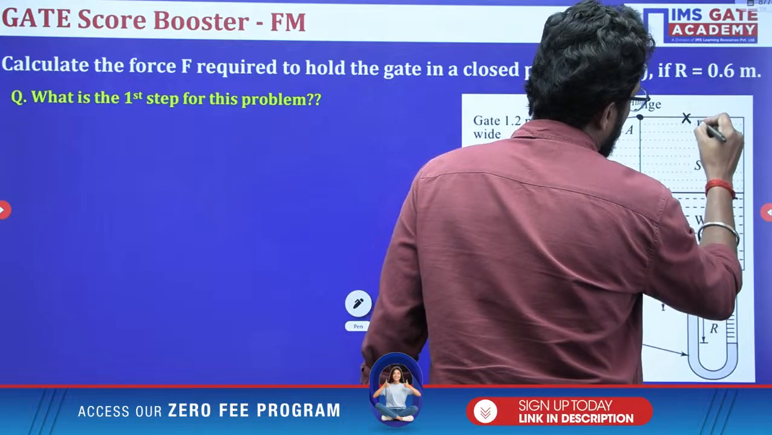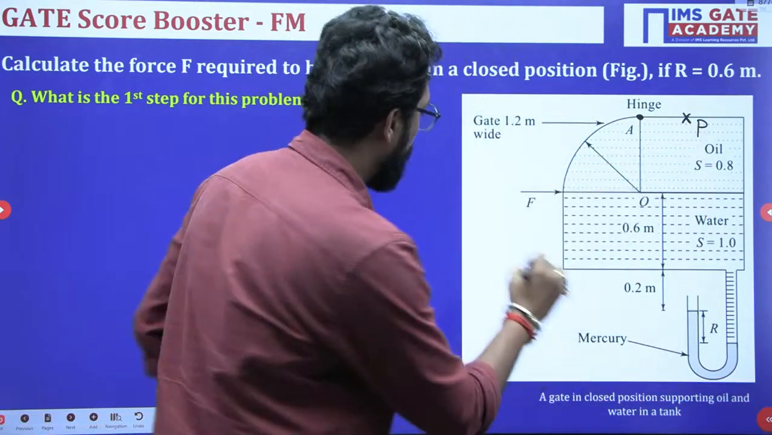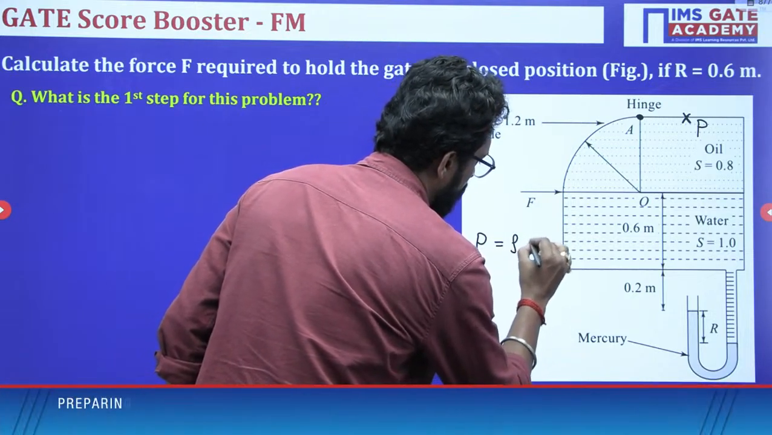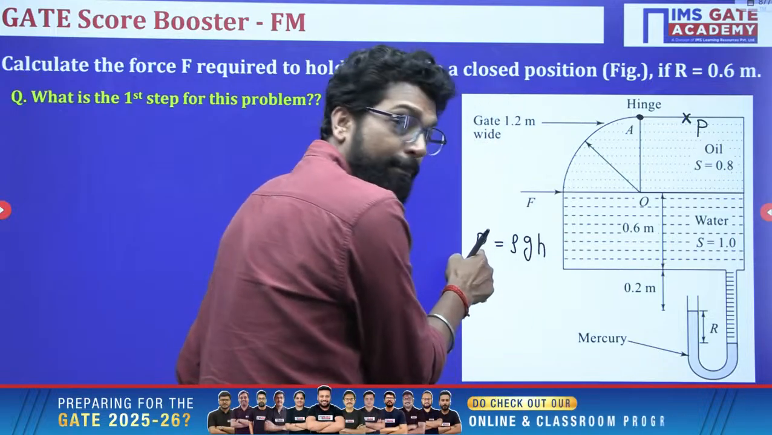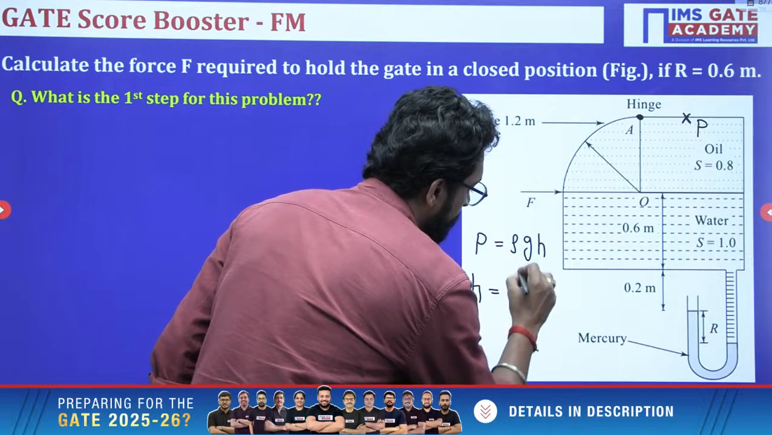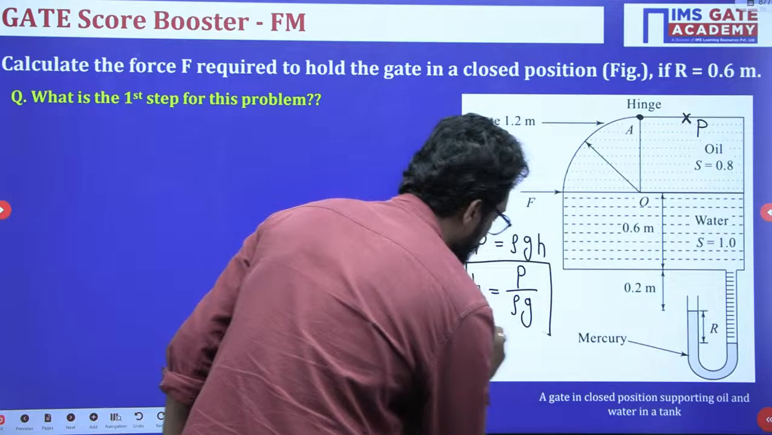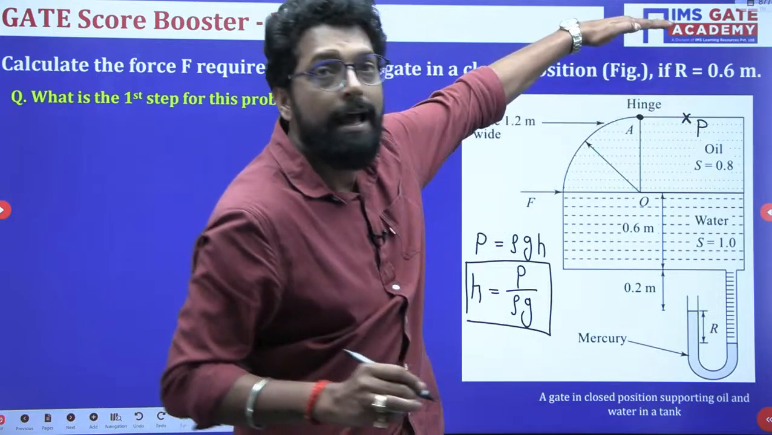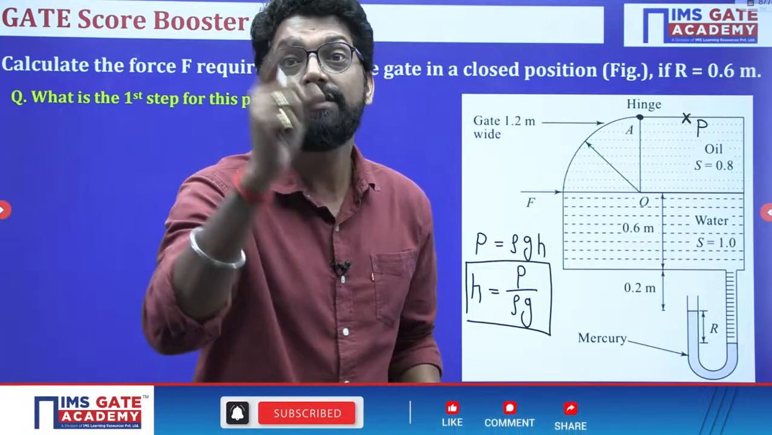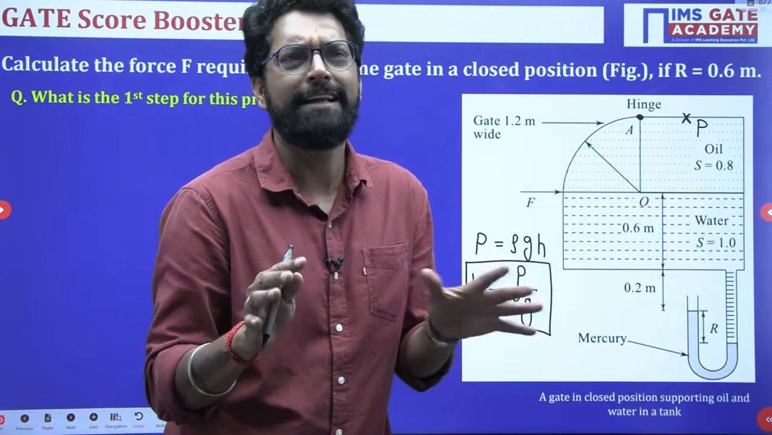We have to calculate the pressure at this point, and we know that pressure is equal to rho g h. Once you have the pressure, you can find the head H, and then you have to draw an imaginary free surface. This is the first thing. Not a datum line, beta. That is not a datum line.